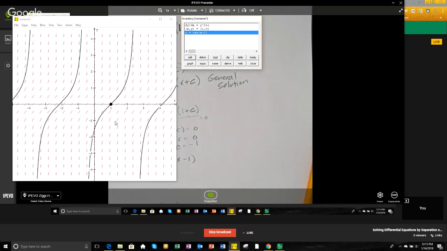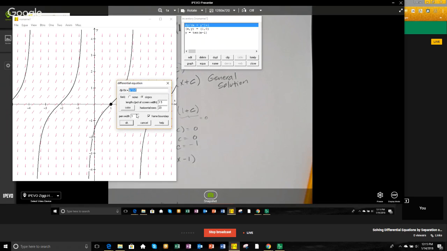Now, if you look at this, this is not a function. Well, this is a function, but it's not continuous, is it? And for a solution to a differential equation to be legitimate, the function has to be continuous, and this one is not. So in order to make this continuous, I'm going to have to edit my domain here.